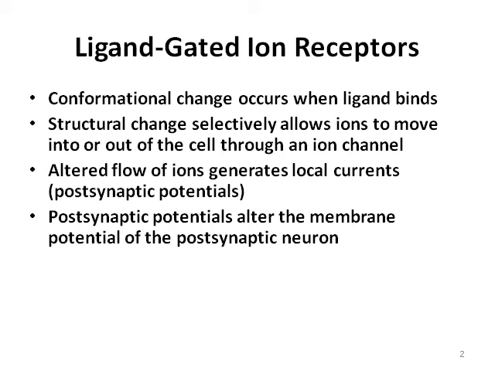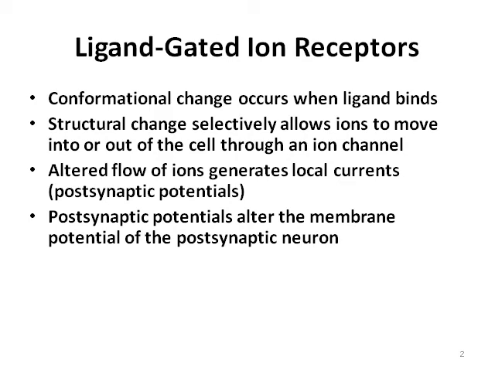One of the things that we need to be aware of is that most drugs and all transmitters will interact with specific receptors in order to produce their response. One set of receptors are referred to as ligand-gated ion receptors. What happens is when the ligand, which is a drug or a transmitter, binds to the receptor, there will be a structural change that allows ions to then move into or out of the cell through a specific ion channel.